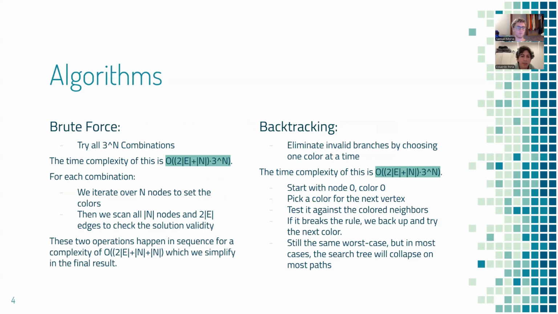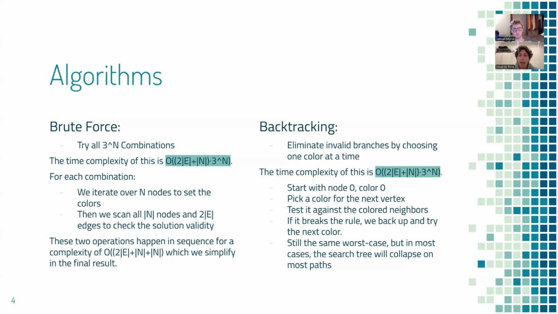Here we have the algorithms. First is brute force, which is straightforward. We generate every one of the 3 to the n color combinations. For each combination, we assign colors to all vertices, then scan two times the size of E edges to check validity. That gives us a time complexity of Big-O of (2|E| + n) times 3 to the n, and a space of Big-O of n plus 2|E|.